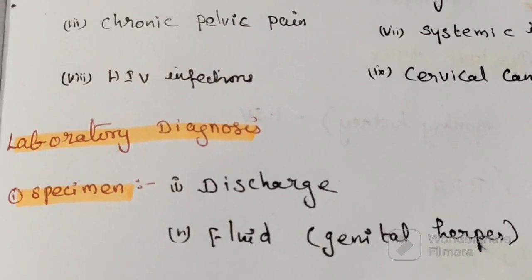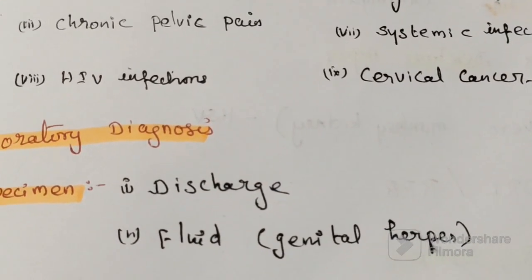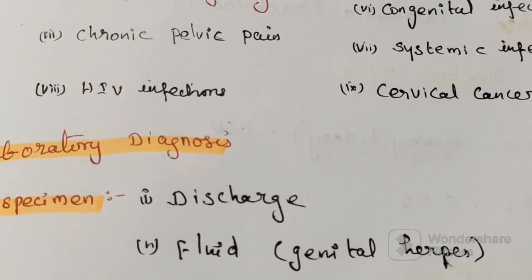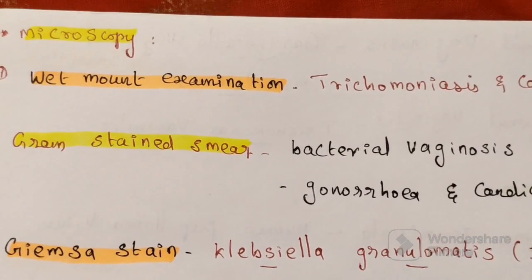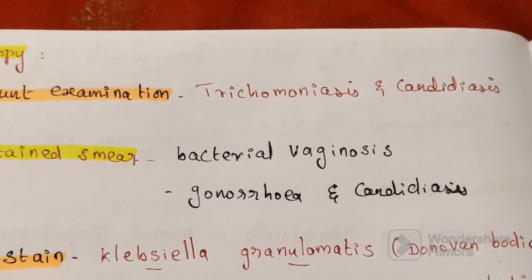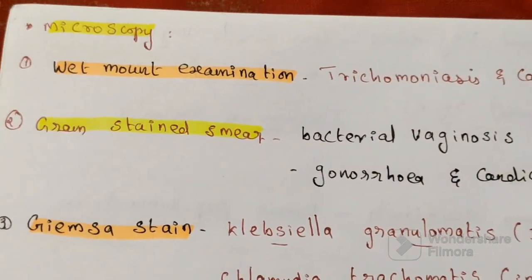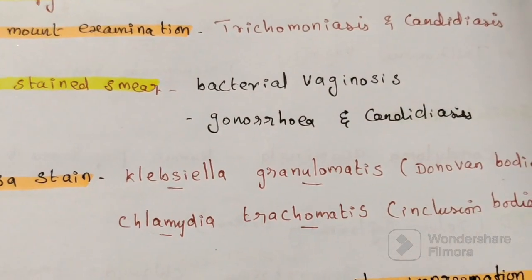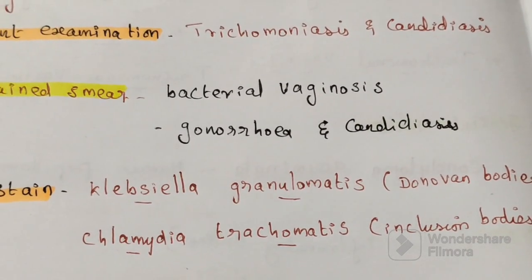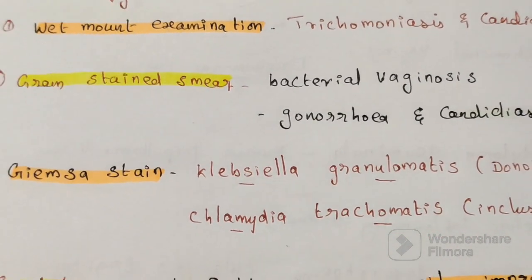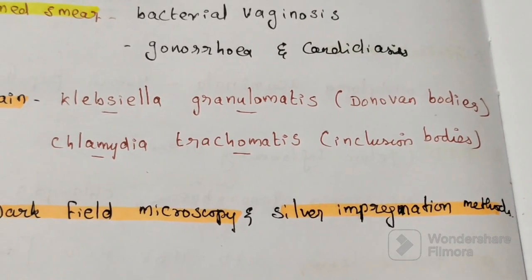Then laboratory diagnosis, based on the site from which we collect samples. Any discharges are collected, mainly genital herpes fluid. After sample collection, we do microscopy. Trichomoniasis and candidiasis can be identified by wet mount examination. Gonorrhea, candida and bacterial vaginosis can be identified by Gram staining. Giemsa staining identifies Donovan bodies and inclusion bodies, Klebsiella and Chlamydia.